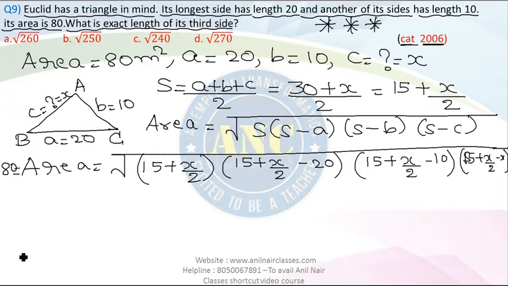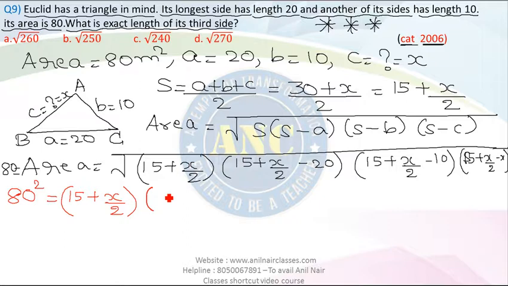Now it is very complicated on the right hand side because fractions are there, and also another thing is square root is involved. So I will square it on both sides. Left hand side becomes 80 square, right hand side the square root will cancel off. So you are left with 15 plus X by 2 and then 15 plus X by 2 minus 20. This will become, how much it will become, sir? 15 minus 20 is minus 5, right?